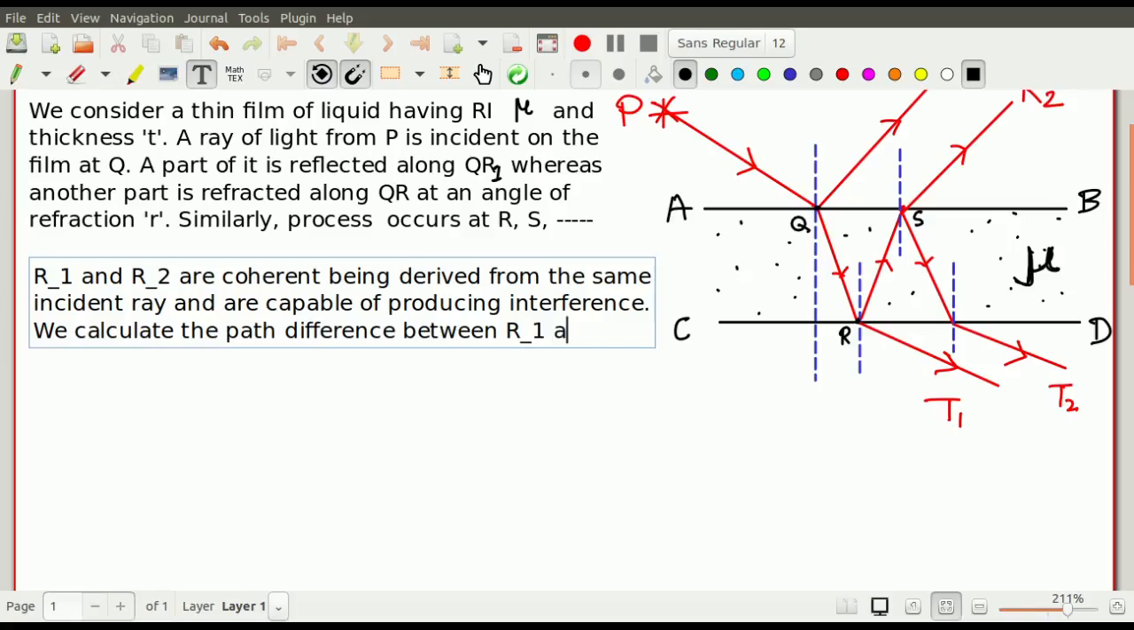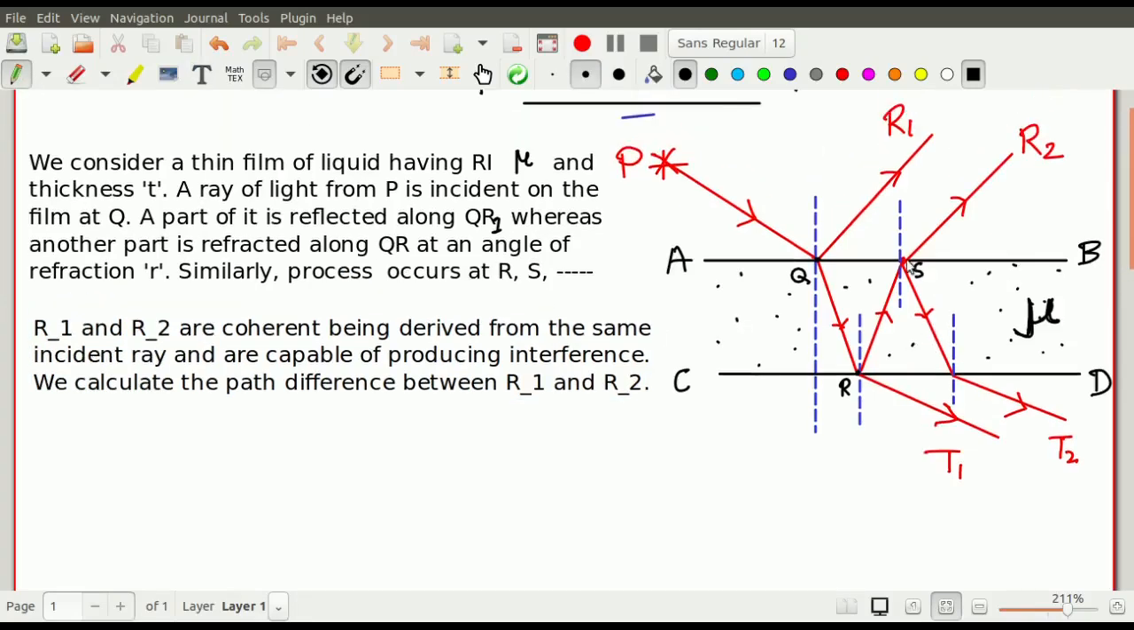We calculate the path difference between R1 and R2. So that is the task that we need to accomplish over here. This is the whole job that we will try to complete here, and in order to do so we need to do some geometrical arrangement, some geometrical construction.